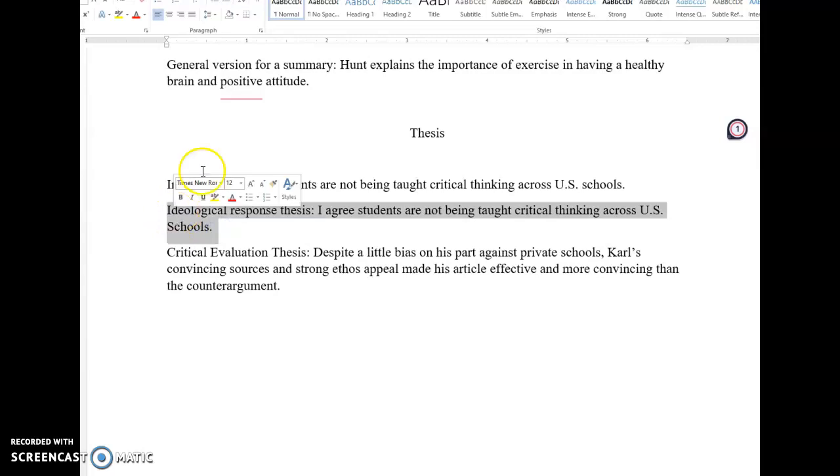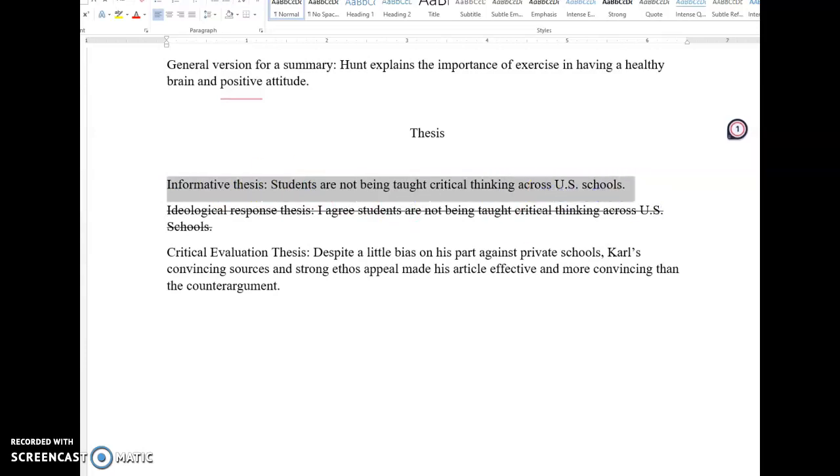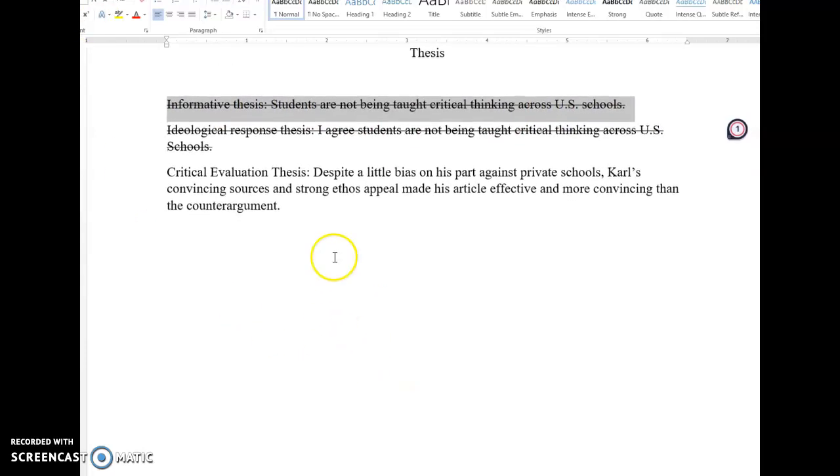So if your thesis statement looks like this, or you got feedback, which you should be checking, that said this is more like an ideological response thesis, or that this is more informative, replace it with something like this. Despite a little bias on his part against private schools, Carl's convincing sources and strong ethos appeal made his article effective and more convincing than the counter-argument. Again, this is made up. There is no Carl article, but this is the kind of language I want you to use.